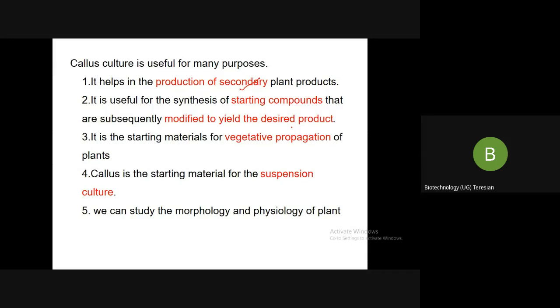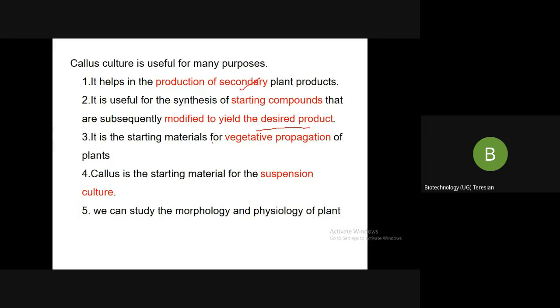Okay, from the callus, whatever I decide, if I want, I can develop a shoot, I can develop only the root, or I can develop a whole plant. So by the callus, I can modify it to yield a desired product. I can genetically modify my callus. I can induce a new gene into it which was not present, so I can get a desired product out of it. So that is the meaning of your second application: starting compounds that can be subsequently modified to yield a desired product.